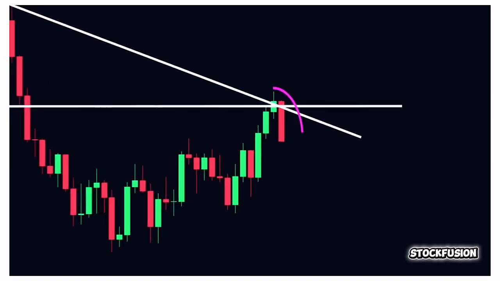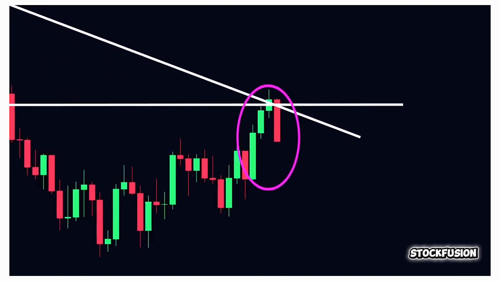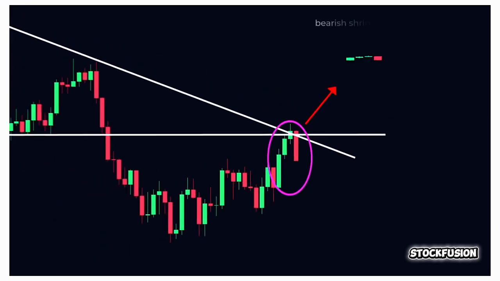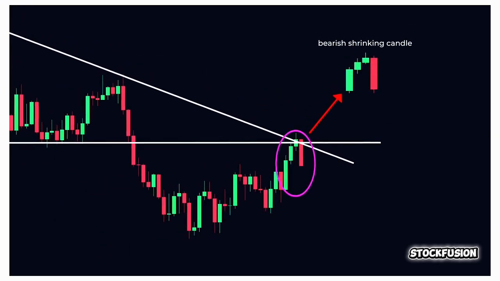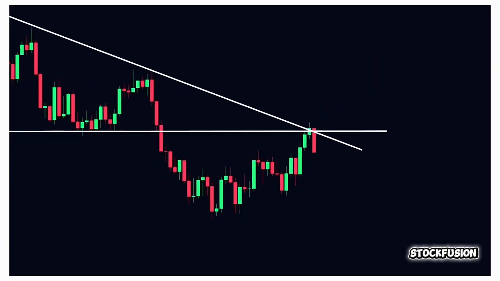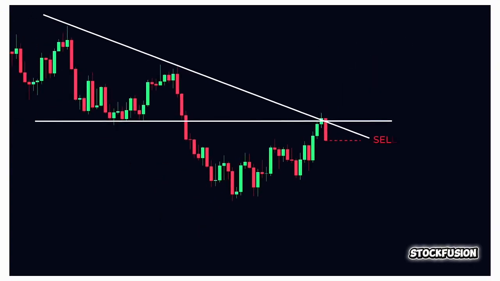Looking closely, we see 3 green candles, each getting smaller in size, followed by a large red candle. This pattern shows that, as the price approached our confluence level, buying pressure was fading, giving sellers the opportunity to step in. This is the characteristic of a shrinking candle pattern, which strengthens our expectation that the price will reverse downward from this level. This setup provides a good opportunity to enter short.